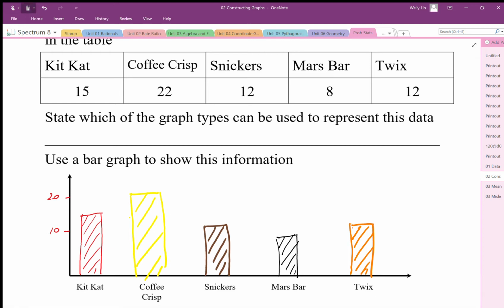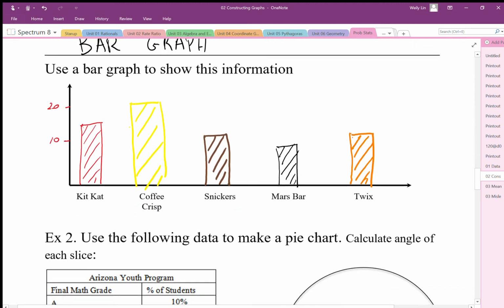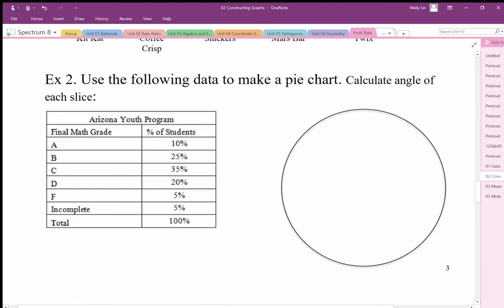So obviously the type of graph which represents this data best is the bar graph. Okay, and we can get a good sense of what kind of proportions of chocolate bars we should have in this vending machine. Okay, so let's make a pie chart.